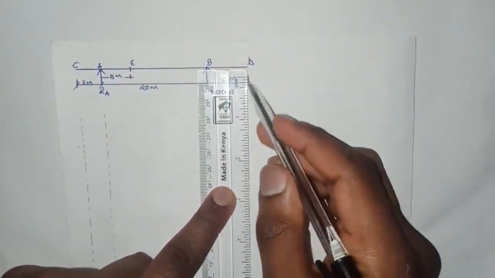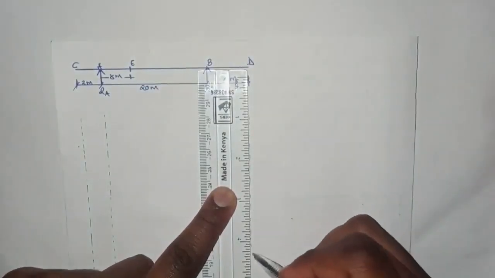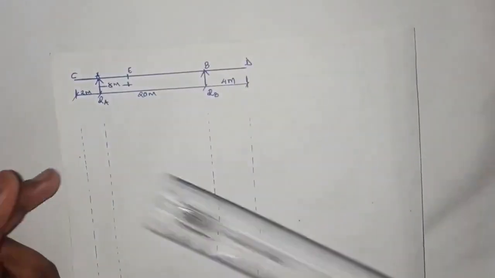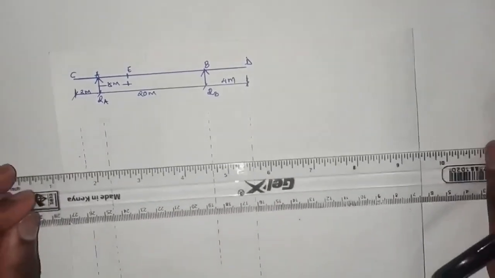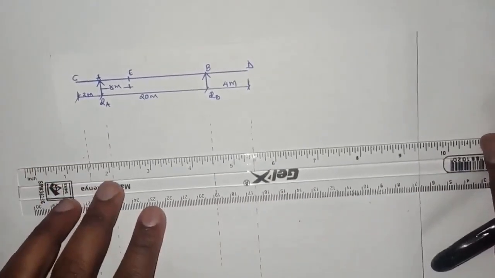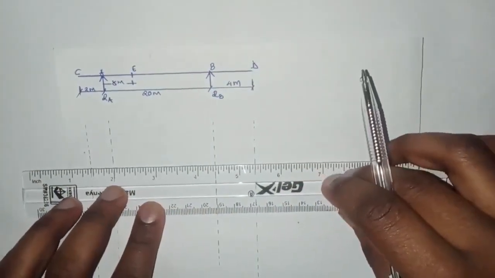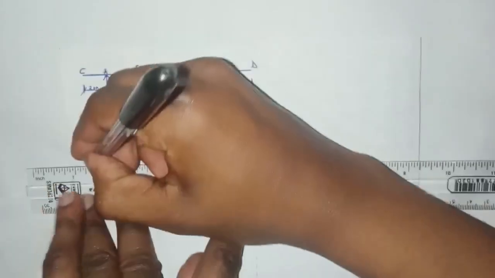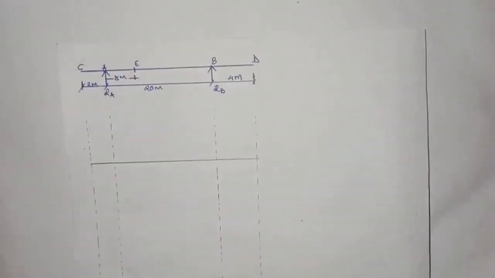And for point D, it's somewhere there. So we're going to first draw our reaction at point A. Our reaction A, so you should draw something like this. This is what the examiner is telling you to draw.